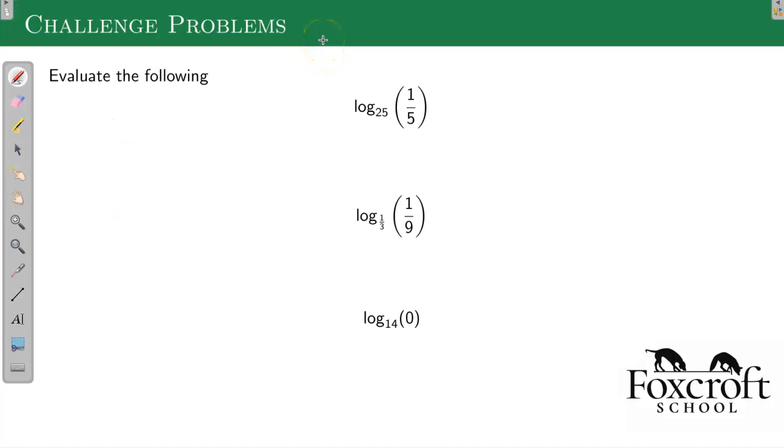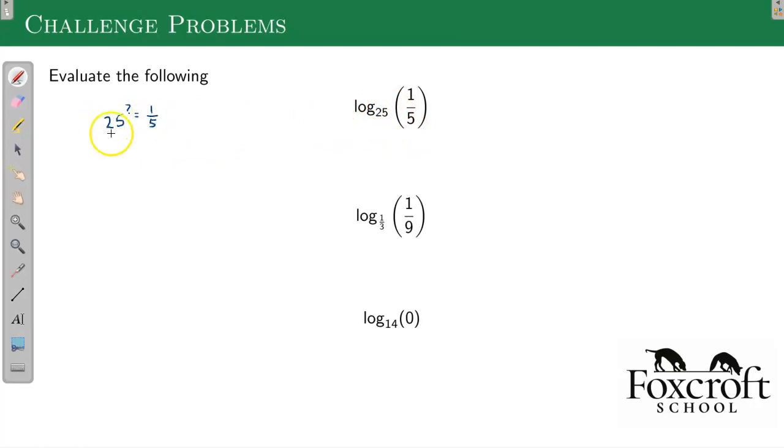All right, so here are some more challenging problems. If you want to try these, go ahead and pause the video and see if you can come up with the answers. It's up to you. You can pause them, try them, and I'll go through the answers now. So this first one, I'm trying to find 25 to the what equals 1/5.